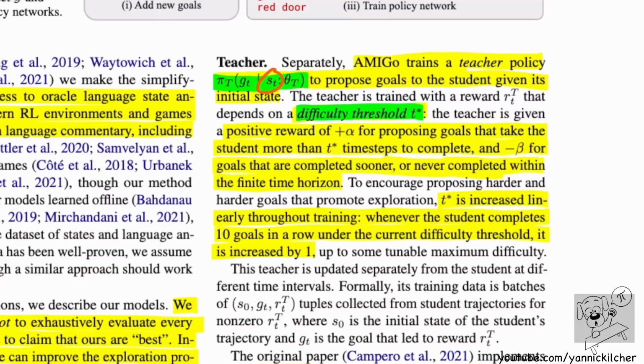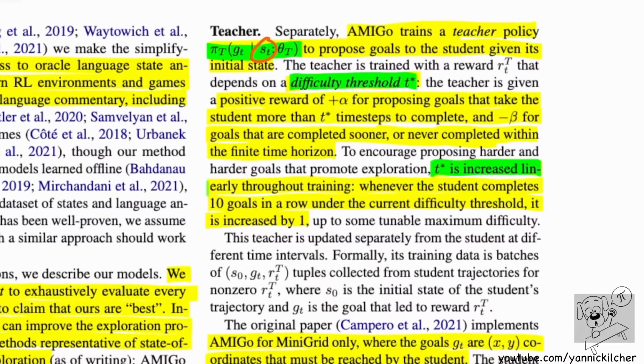In any case, there is this difficulty threshold. This difficulty threshold is increased linearly during training, and the teacher is given a positive reward if it proposes goals that take the student more than T star time steps to complete, and a negative reward for goals that are completed sooner or never completed within the finite time horizon. So it also can't go impossible, or it can't go too hard.